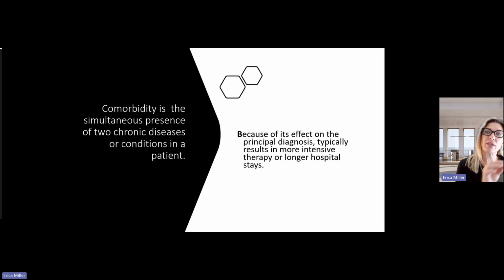Because of its effect on the principal diagnosis, the comorbidity typically results in a more intensive therapy or longer hospital stays. Again, we were talking about that example of a patient that had diabetes mellitus with polyneuropathy and congestive heart failure, right? So the effect on the principal diagnosis is why there are more extended hospital stays or more intensive therapies required for patients that have multiple conditions or comorbidities.